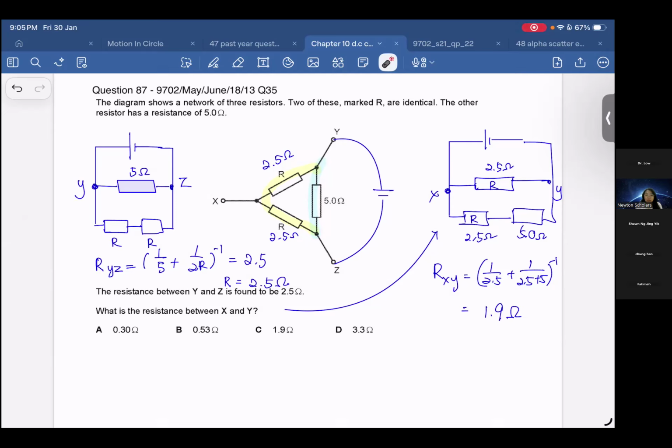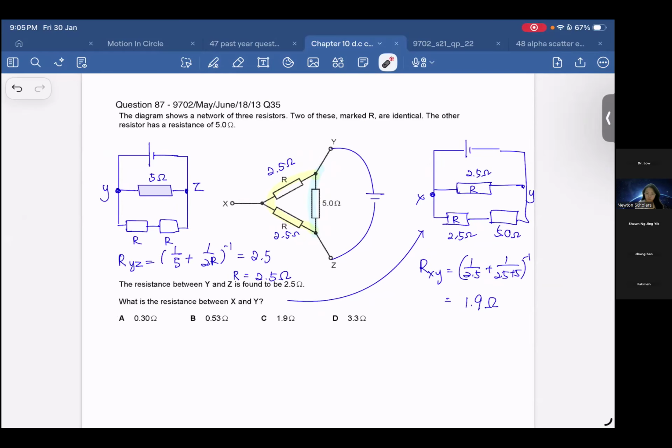After that, what does the question want? X and Y. So these 2 points. So this one is path 1. Here is path 2. So for this question, is that clear? Is that clear, dear? Yes. How about others? Sean, Wesley, Kai Tian, is it okay? Okay, good job.